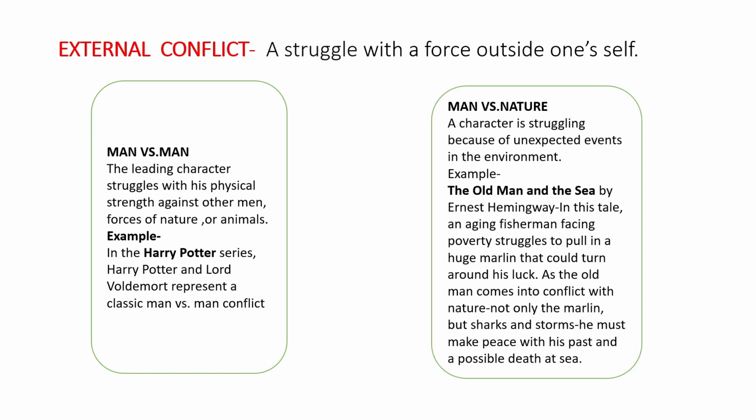A character is struggling because of unexpected events in the environment. The Old Man and the Sea by Ernest Hemingway. In this tale, an aging fisherman facing poverty struggles to pull in a huge marlin that could turn around his luck. As the old man comes into conflict with the nature, not only the marlin but sharks and storms, he must make peace with his past and a possible death at sea.